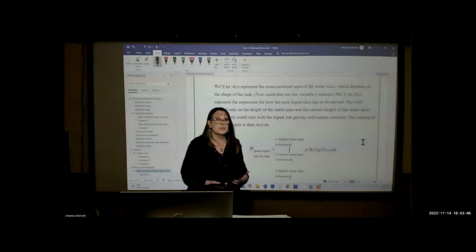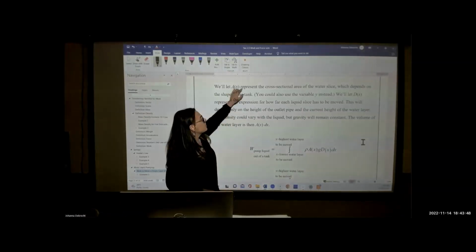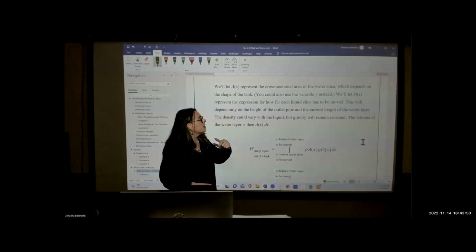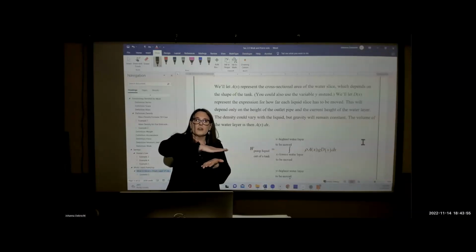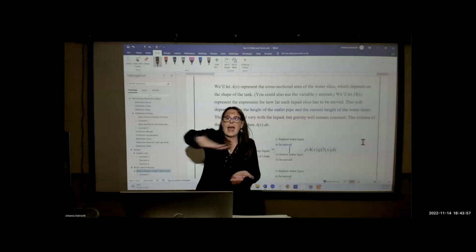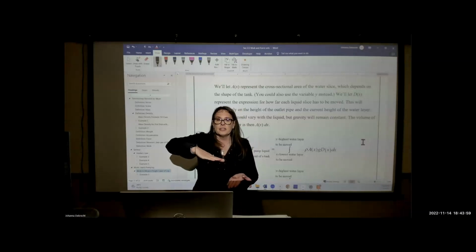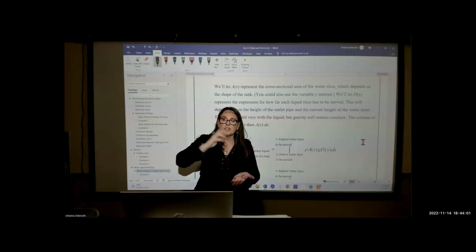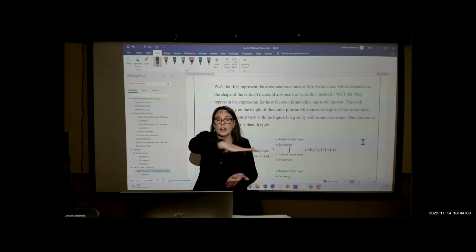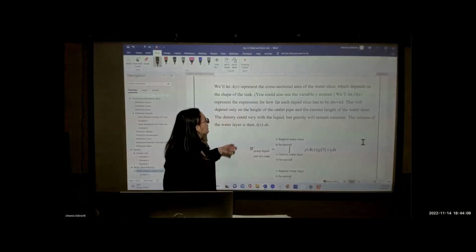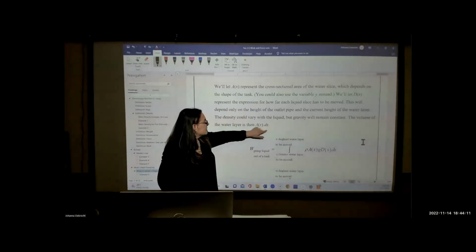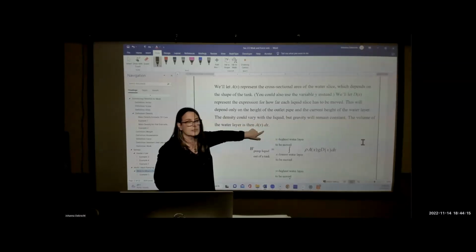So what we're going to do instead is let A of X represent the cross-sectional area of the water slice. We're going to think about the water slice, whatever shape it has on the surface, and then it's got a thickness to it. We'll find the area of whatever shape it has on the surface and multiply by the thickness, and that will give us the volume. Now the thickness is dx, and the area of the surface, of course, is A of X.